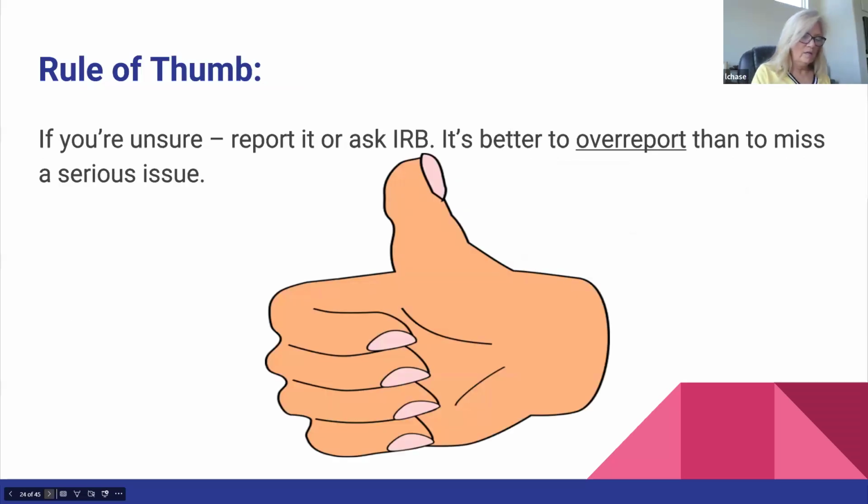So those 6 criteria that I told you in the beginning, if it meets any of those, make sure that you report it. The rule of thumb is always going to be, if you're unsure, report it or ask. Let the PI know, let the coordinator know, and you can always ask the IRB. It's better to over-report than to miss something that could be a serious issue.